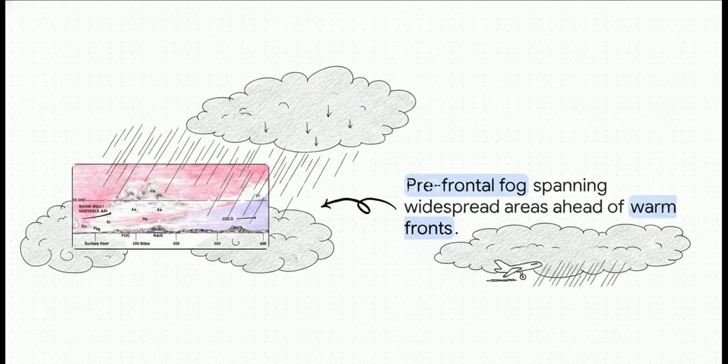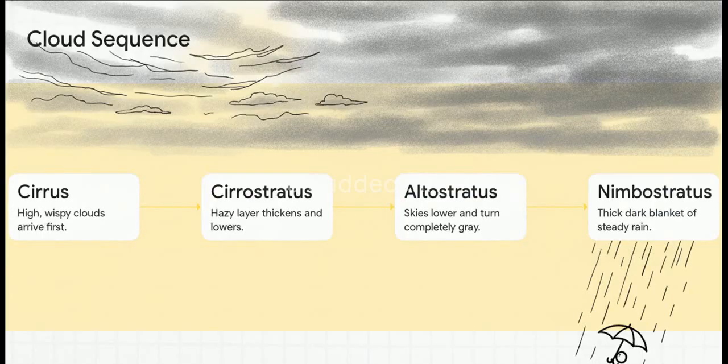Because warm fronts move so sluggishly, these widespread areas of low visibility can just camp out over an airport for days, routinely wreaking havoc on flight schedules. And because of that shallow 1 to 150 slope we mentioned earlier, the cloud formation ahead of a warm front is incredibly structured. Seriously, it's like clockwork.